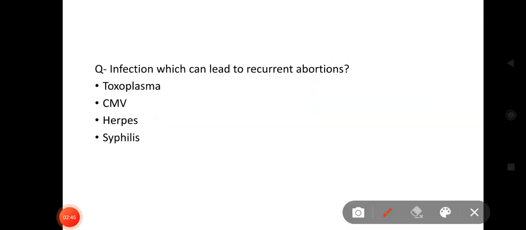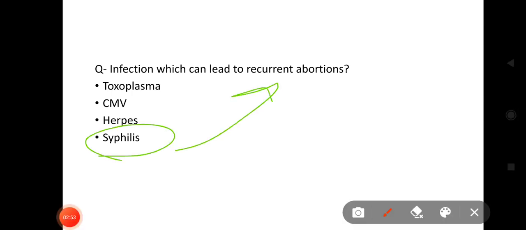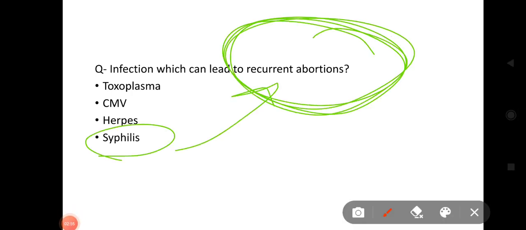Now infection can lead to recurrent abortion. Which of the infections can lead to recurrent abortion? Toxoplasma, CMV, herpes, or syphilis? Answer is syphilis. Syphilis leads to recurrent abortion. Remember this important term, recurrent. Okay, when recurrent abortion is asked, then syphilis can lead to recurrent abortion.